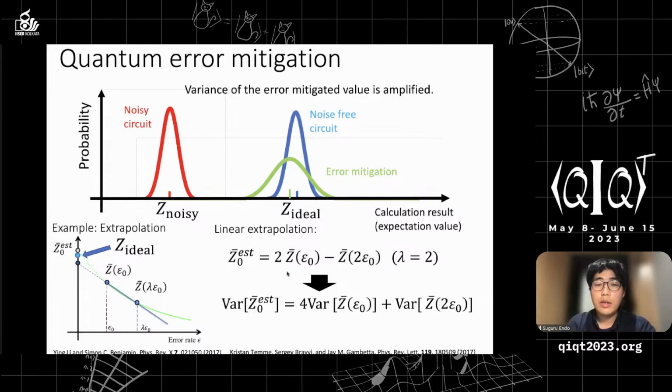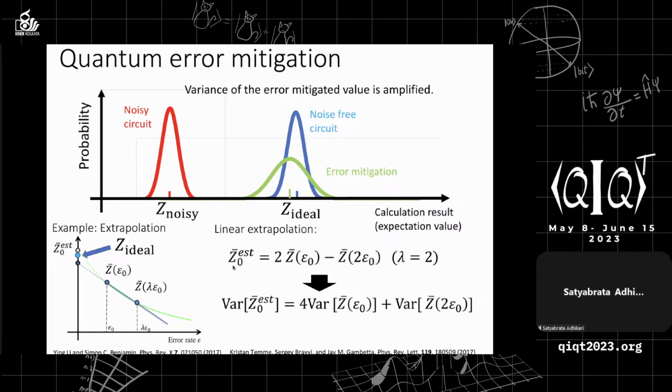Suppose the case lambda equals 2. In this case, the estimated error mitigated value can be described as this. And when we calculate the variance of the error mitigated result, it is given as this. And as I said, the variance of the error mitigated value becomes larger. That means we need more shots to achieve the same accuracy as the noise-free circuit.